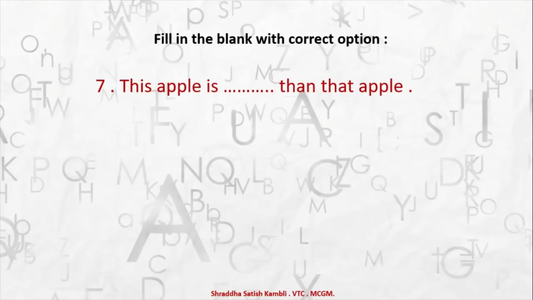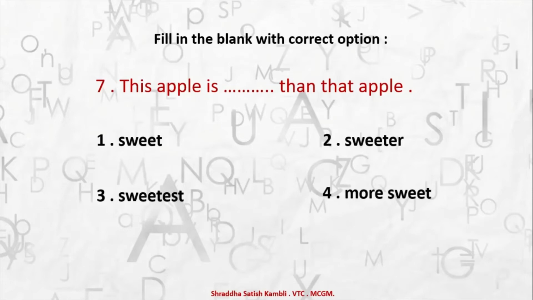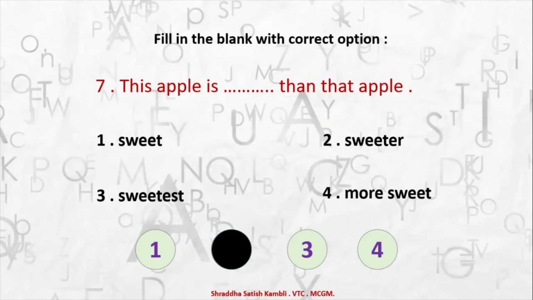Example 7. This apple is dash than that apple. This apple is sweet than that apple, sweeter than that apple, sweetest than that apple, or more sweet than that apple. So come on, which one is it? Yes, it is the second one, sweeter than. This apple is sweeter than. So when it is than, we are comparing. So it is a comparative degree.